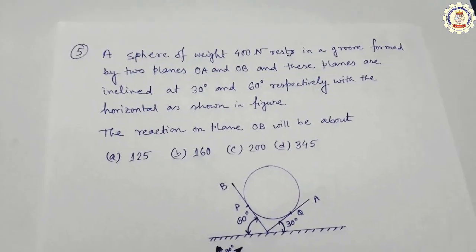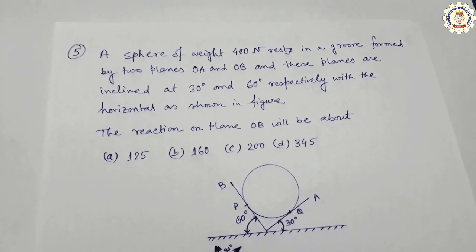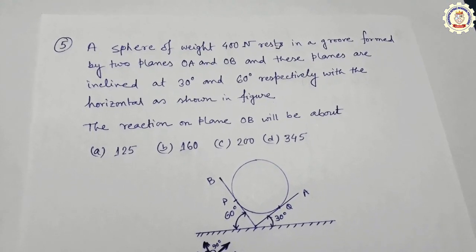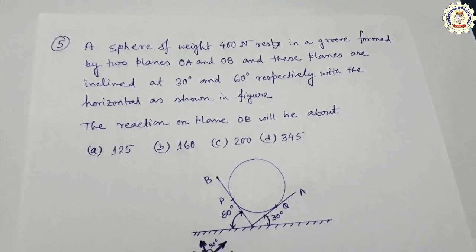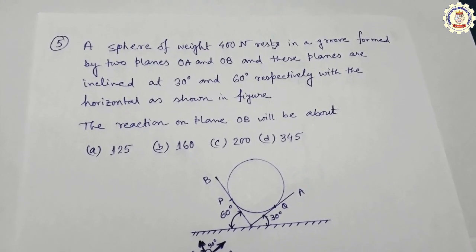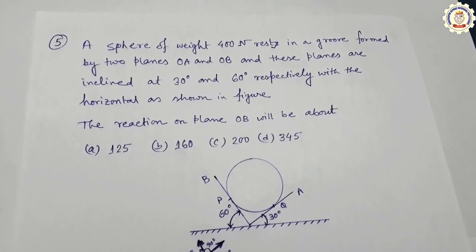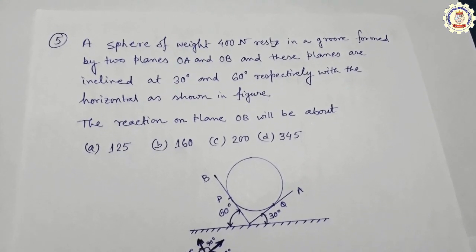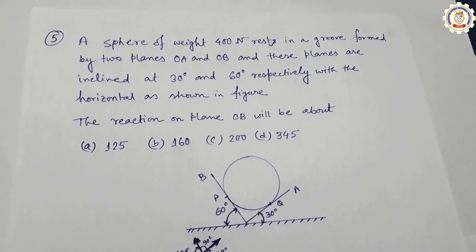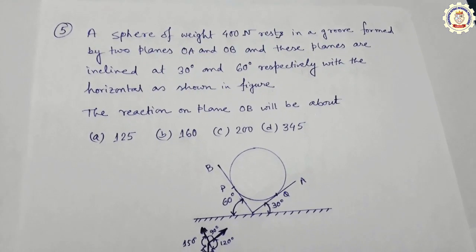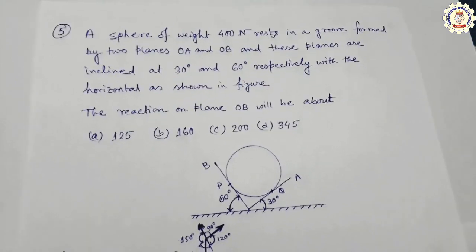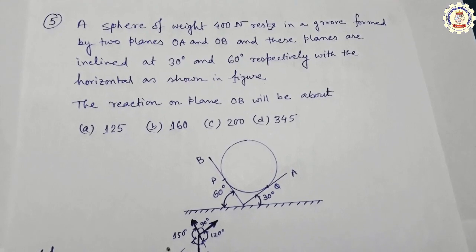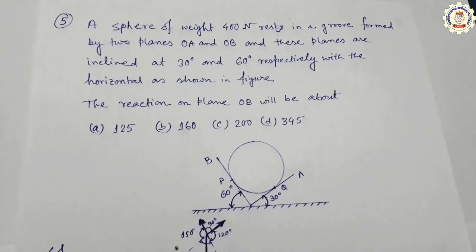A sphere of weight 400 Newton rests in a groove formed by two planes OA and OB, and these planes are inclined at 30 degree and 60 degree respectively with the horizontal as shown in the figure. This is the figure. The reaction on plane OB will be about. So these are the four options.